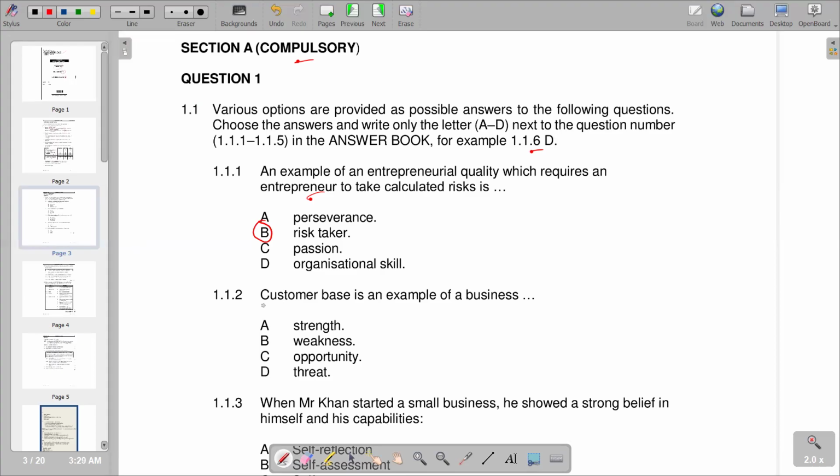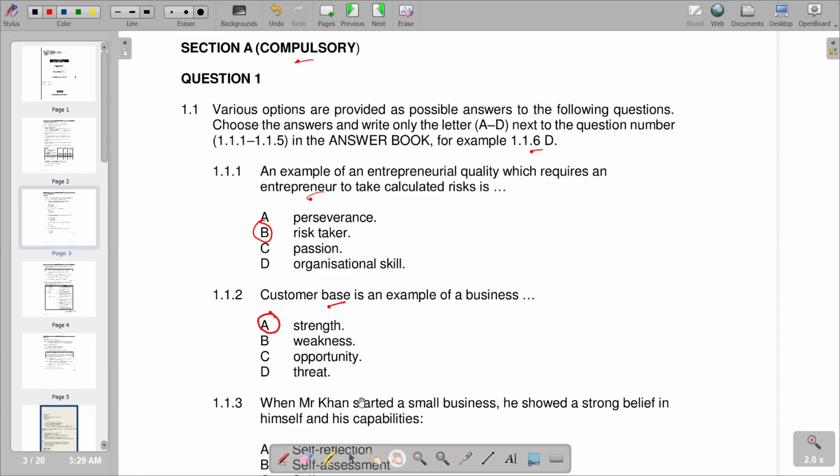But go to 1.1.2, which says customer base is an example of a business's strength, weakness, opportunity, or threat. But I would say that this is a strength. If you have a customer base, it means you have got customers that are buying into your business. So basically, that's the base. So it becomes a strength. So we have A being the correct answer.